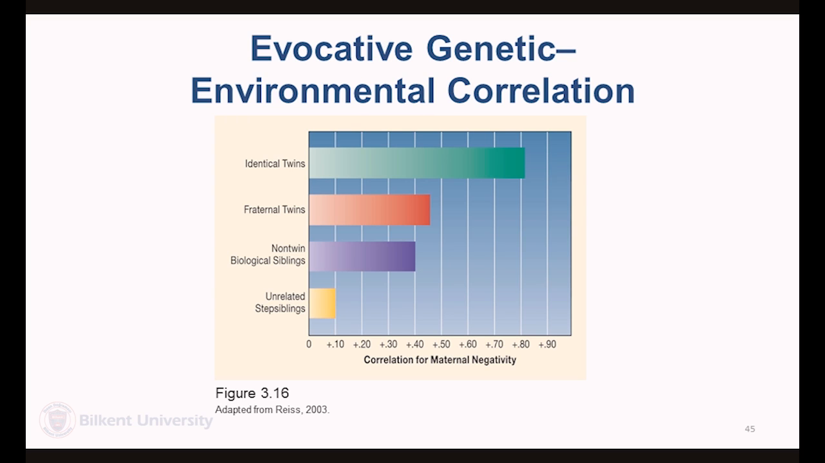When we look at correlation between genetic and environmental factors, we of course look at identical and fraternal twins, non-twin biological siblings, and unrelated step-siblings. Nevertheless, you see the influence of genetic heritability because identical twins seem to show the highest correlation, which we would expect, right, if they're inheriting the same genes, followed by fraternal twins, non-twin biological siblings, and then, as you would expect, unrelated step-siblings.